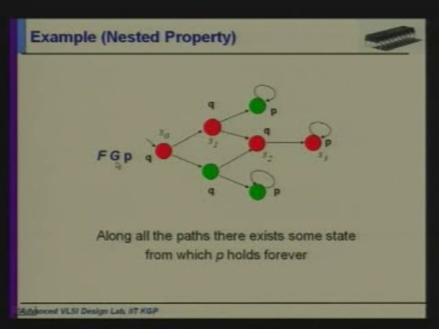Now F G p, the same thing: from this state along all paths there exists some state from which p will hold forever. Since here once p holds it loops into this state again and again, from here you will have G p true, again from here you will have G p true. So from all those states along all paths you will have G p true.